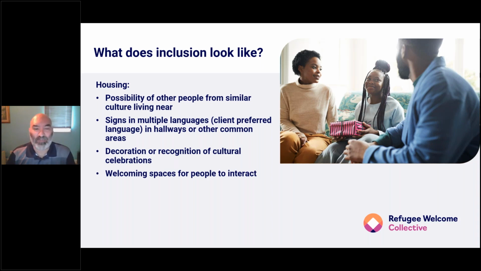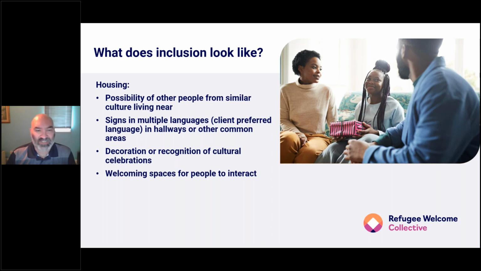At an apartment complex, it would be welcoming and inclusive to see signs in multiple languages, specifically perhaps the client's preferred language. So in Swahili or in Arabic or in Dari or Pashto, in the hallways or in other common areas. This is something that we as community members can encourage landlords and apartment complexes to advocate for our clients, so that if they're not already doing this kind of thing, we can encourage them to consider doing these types of inclusive behaviors to help with integration.